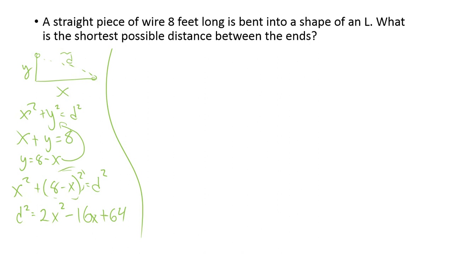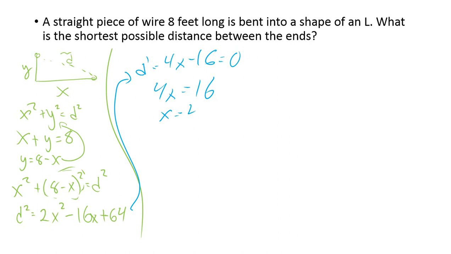So d squared and d will have the exact same critical points, because if you take the square root of it, we're still looking for when it's 0. So we'll just take the straight derivative of this. d prime would be 4x minus 16, and solve for x when it's equal to 0, which means 4x equals 16, and we get x equals 4.